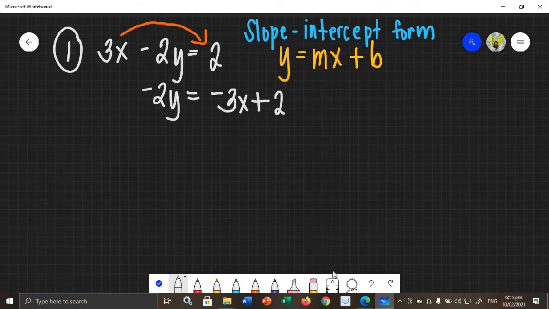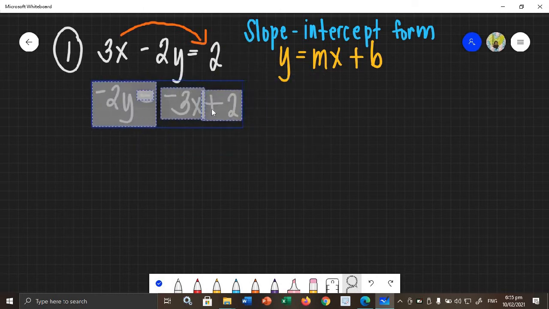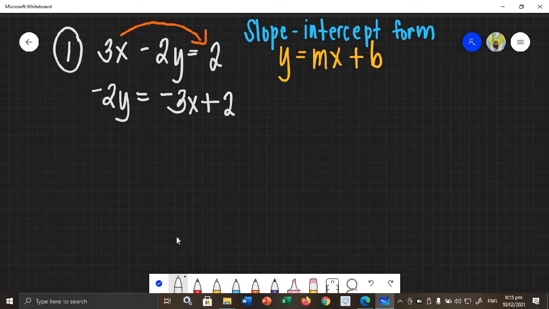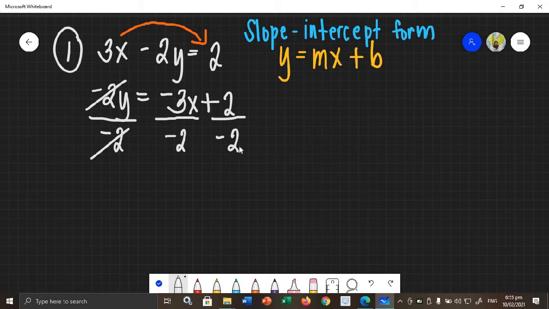Okay? So, now, what will happen next is that we need to get rid of the coefficient of y. In the format of the slope-intercept form, y has no coefficient. Therefore, we need to cancel out negative 2 by dividing by negative 2. So, if we divide the left side of the equation by negative 2, of course, we also divide the terms on the right side by negative 2.